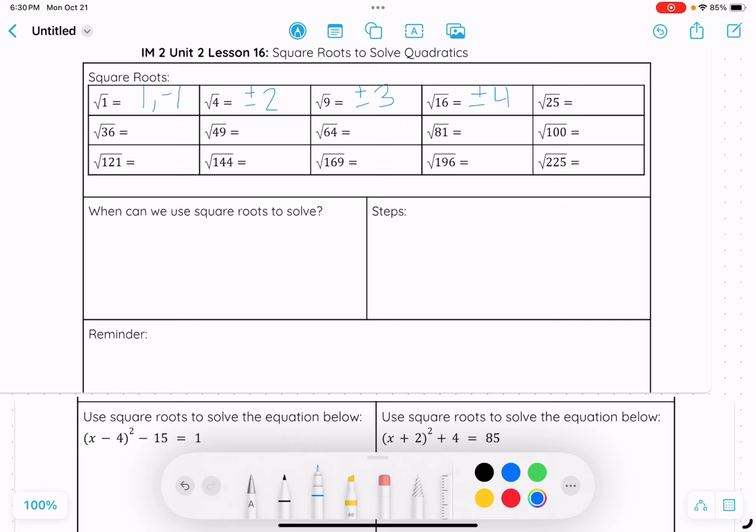Okay, so I'm going to assume that you've done that, and I'm going to move on to the next step and answer, when can we use square roots to solve quadratics? We are going to use square roots today to solve them. So instead of factoring or using the quadratic formula, we're going to use square roots, but we're still going to get our x-intercepts. And when can we do that? We can do that when one side is a perfect square.